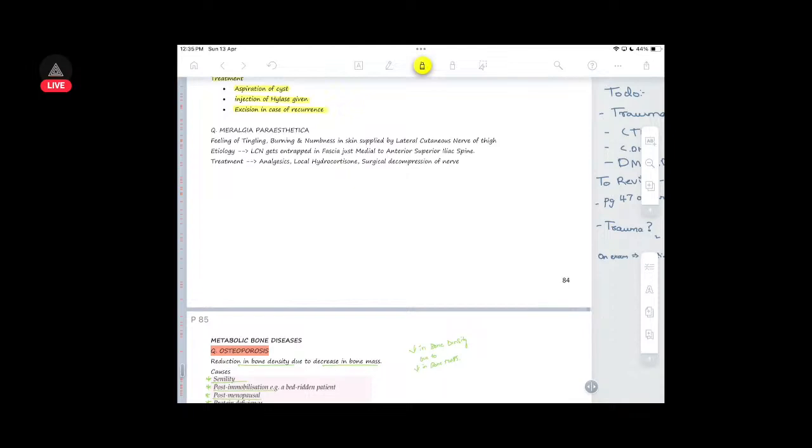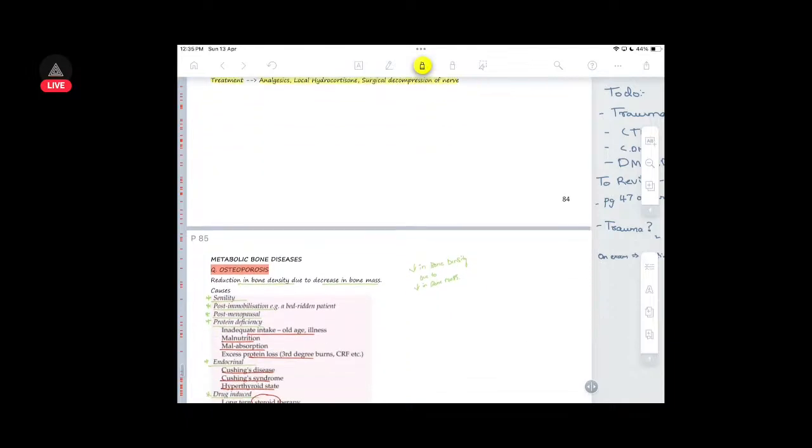be done. Then meralgia paresthetica, it is a feeling of tingling, burning and numbness in the skin supplied by the lateral cutaneous nerve of the thigh. Etiologically, the lateral cutaneous nerve gets entrapped in fascia just medial to the anterior superior iliac spine, ASIS. For treatment, you provide analgesics, local hydrocortisone, and you do surgical decompression of the nerve.